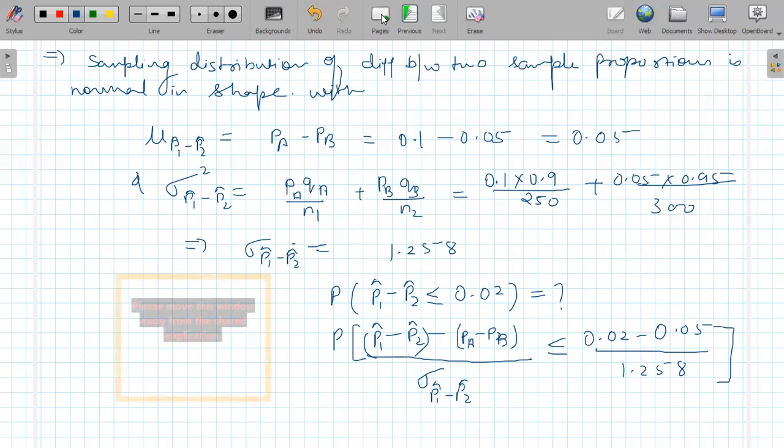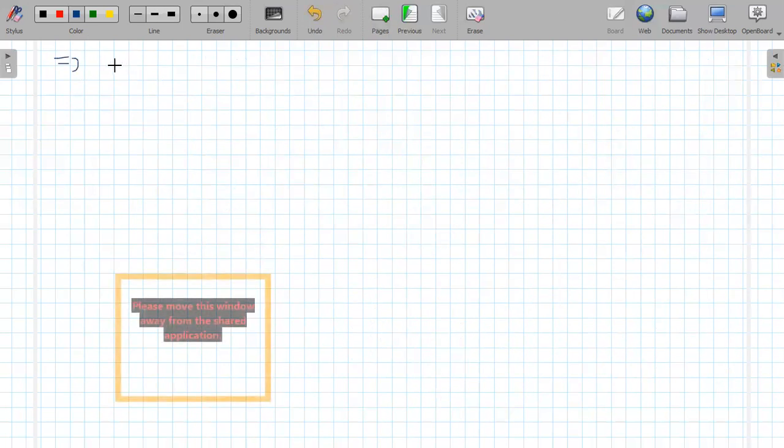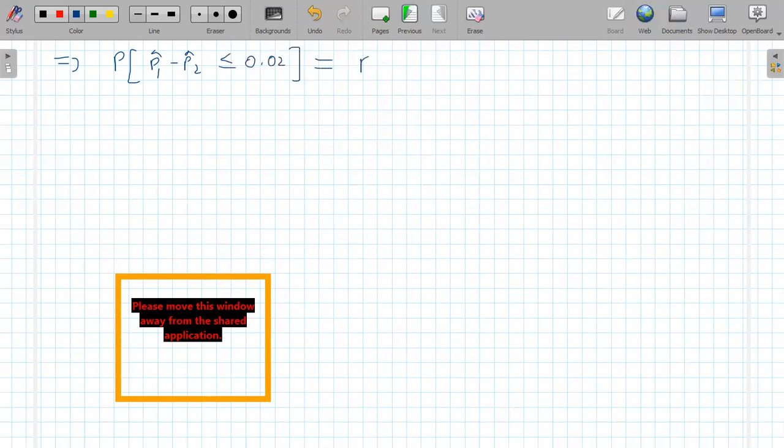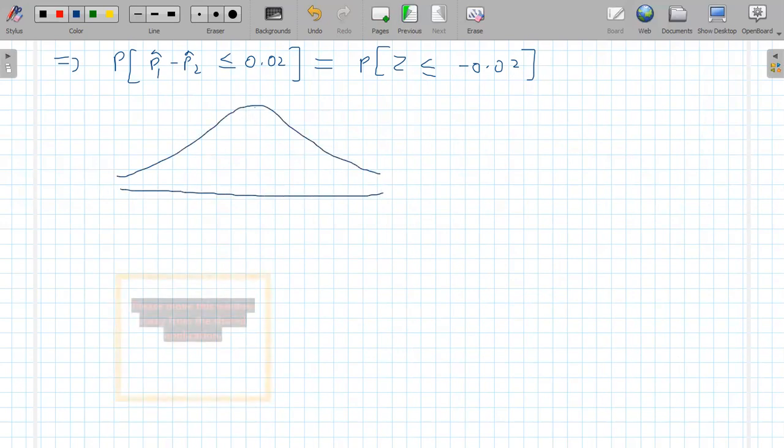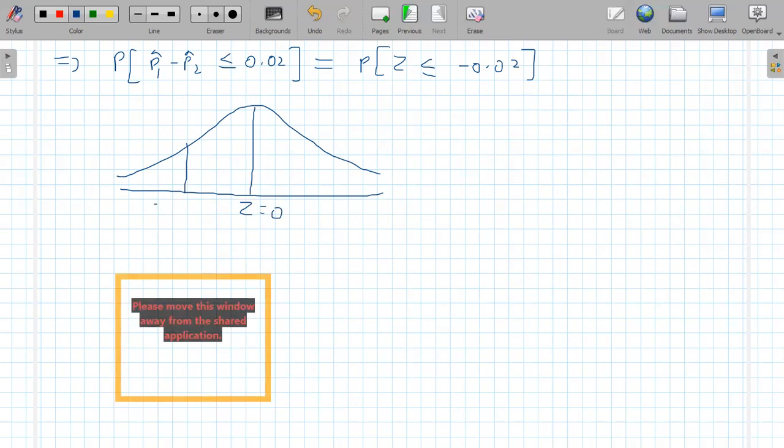So this comes out to be probability P1 cap minus P2 cap is less than or equal to 0.02 is equivalent to probability that Z is less than or equal to minus 0.02. When you solve it, you will get this value. So we draw the sampling distribution of difference between two population proportions. Here Z is equal to 0 and here Z is negative. So we have to find this area.